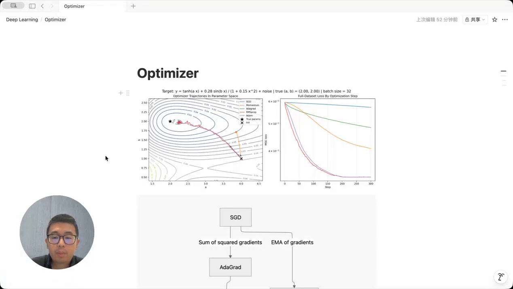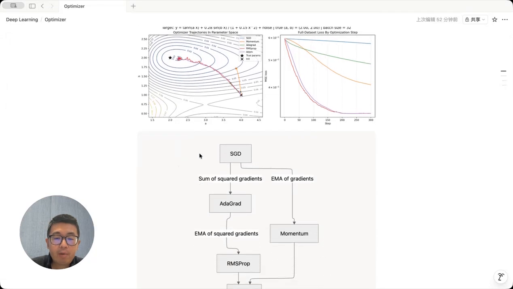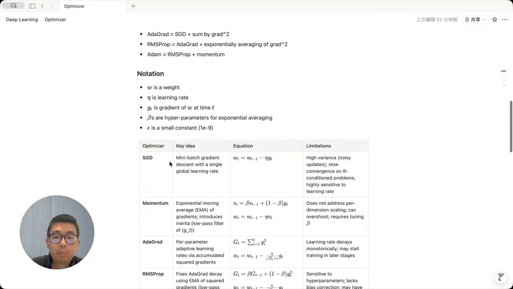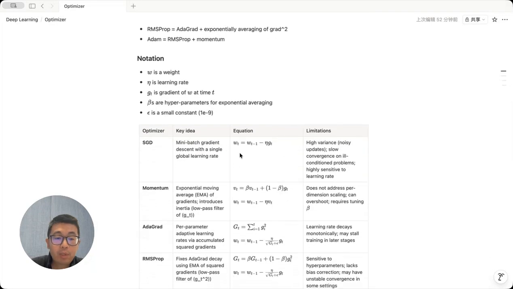Starting from a very simple picture, you are trying to find the lowest point in the landscape, but you are blindfolded. The only thing you can feel is the slope under your feet. That slope tells you which direction to step. SGD is exactly this. At every step, you feel the slope and move downhill.